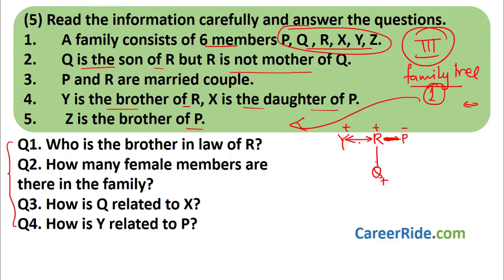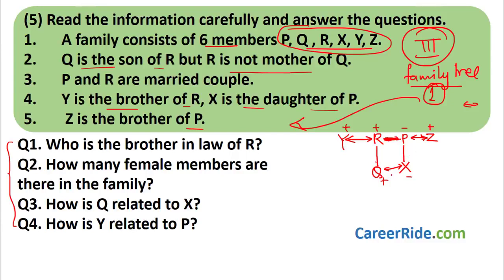X is daughter of P. Now P is over here and daughter of P is X. Daughter means female. Now P and R are married couple. That means what will be Q and X? They will be brother and sister, siblings. Z is brother of P. Z is brother, that means male, of P. Siblings, so double arrows would be there. Dash for husband, wife or married couple. Double arrows for siblings. And the next generation is always written on the next line.